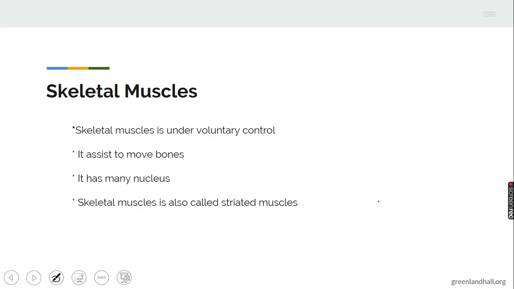Skeletal muscles. Skeletal muscles are under voluntary control. Voluntary means you can control it when you want, unlike the other two muscles we have mentioned that are under involuntary control. It assists to move bones. It has many nuclei, unlike the cardiac muscles that have only one nucleus. Skeletal muscles are also called striated muscles.